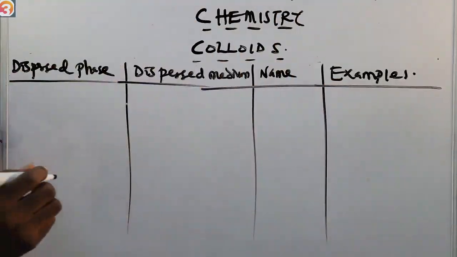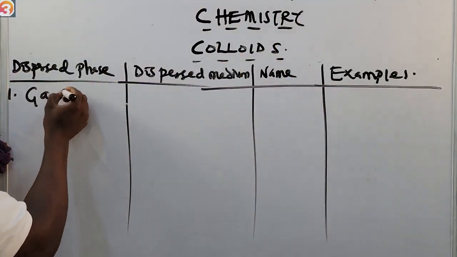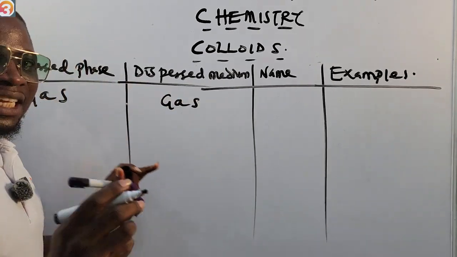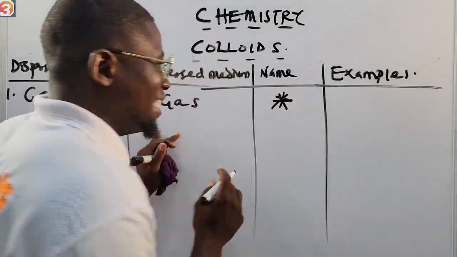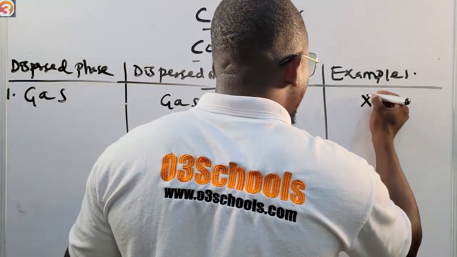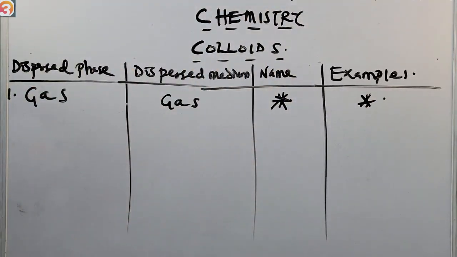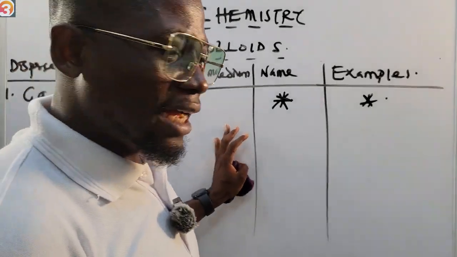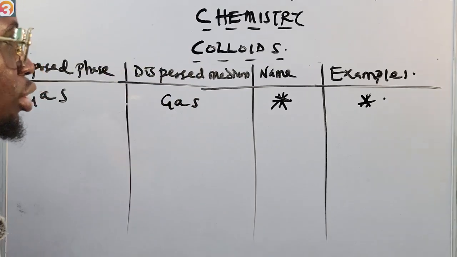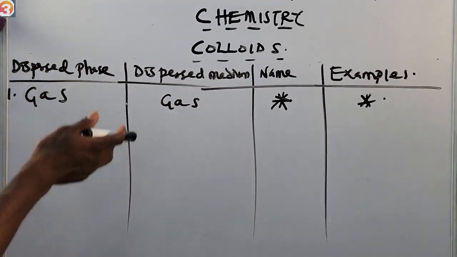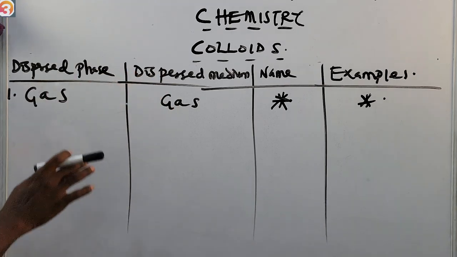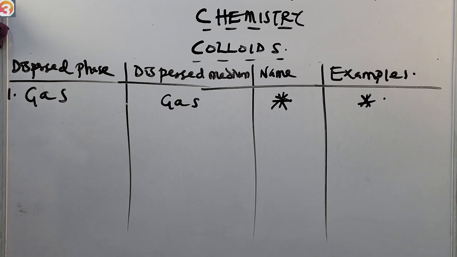All right, so we'll start with the gas. Number 1, gas to gas. When the gas is the dispersed phase and the dispersed medium is also gas, we say that kind of colloidal system does not exist, and that also means there's no example for it. The reason is that gases are mutually miscible. So gas to gas colloidal systems do not exist at all. Just note that.